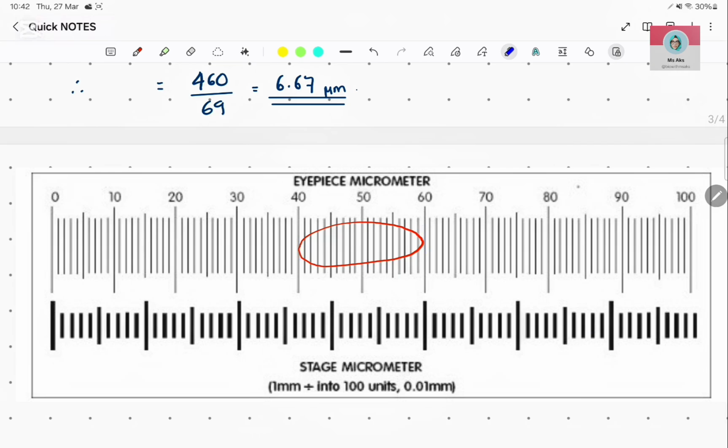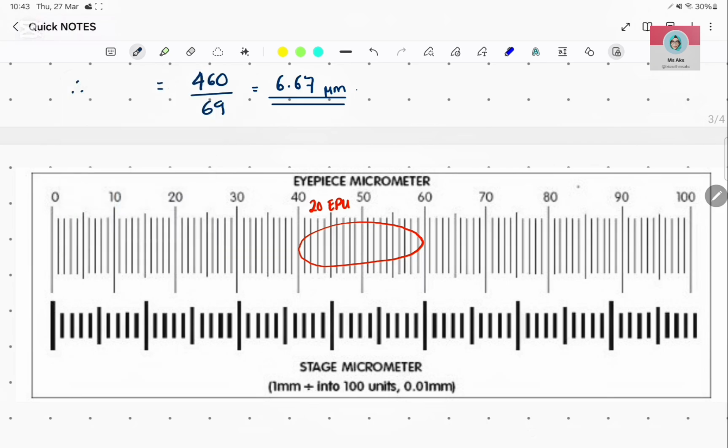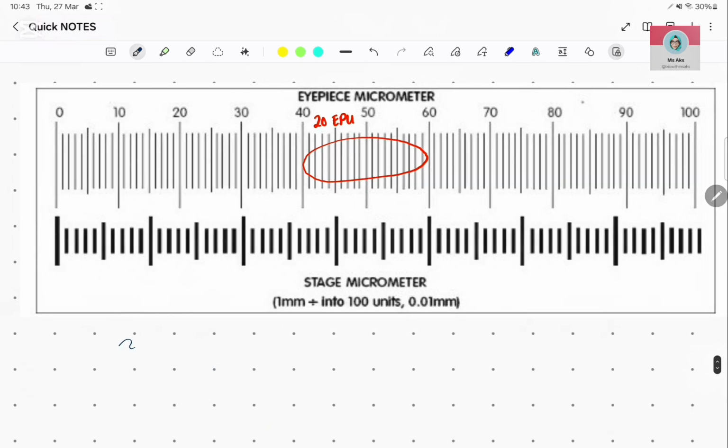So in this case, just to make our example easy, notice that the length of the cell in eyepiece units is between 40 to 60. That means 60 minus 40 equals 20 eyepiece units. We know that one eyepiece unit is equal to 6.67 micrometers. Therefore, for this particular example that I have drawn purposely for our exercise today, we can just multiply 20 eyepiece units by our calibration value of 6.67 micrometers, which gives the length of this particular object.